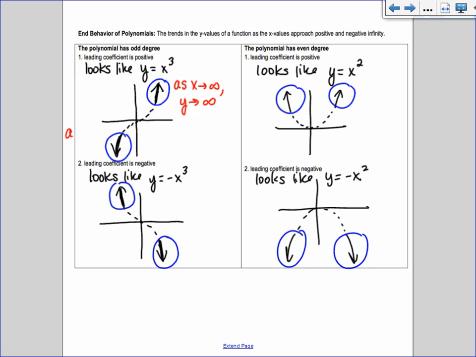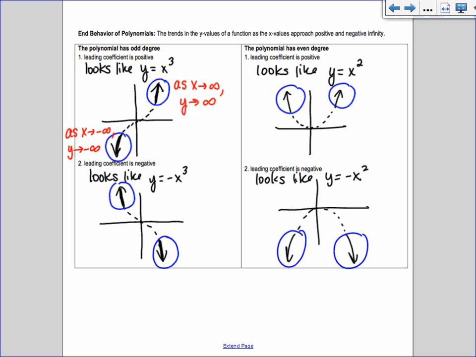Okay, now this one. I say as x goes to negative infinity, where do the y values go? Do they go up or down? Are they positive or negative? Right, y goes to negative infinity. So any point over there in the third quadrant is negative, negative, right? X values are negative, y values are negative.